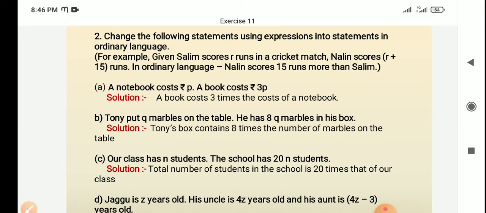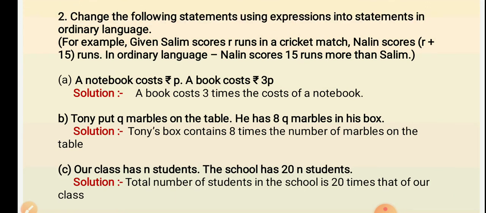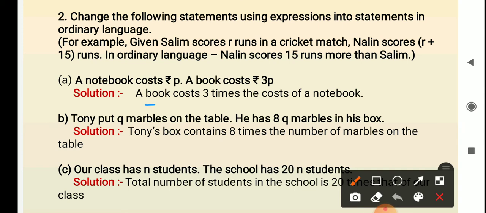So let's see the first. A notebook costs p rupees. A book costs 3p rupees. Now here the notebook costs p rupees and the book cost is 3p. So in ordinary language, how will you write? A book costs 3 times, 3 times whose? 3 times the cost of a notebook, because here the cost of a notebook is p rupees. So the book's cost is 3 times the cost of a notebook.